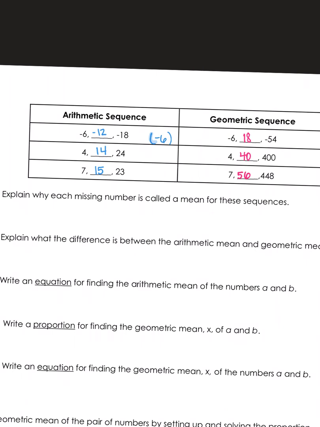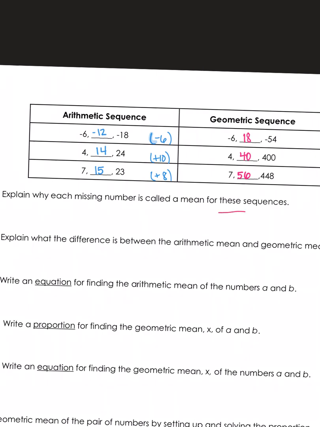On the second one, the arithmetic mean was 14, and we were adding 10 as our common difference each time. And in the last one, 15 was our arithmetic mean, and we were adding 8 each time.